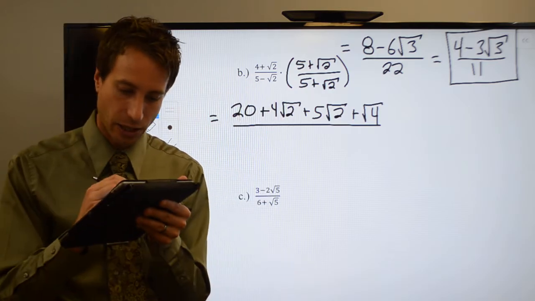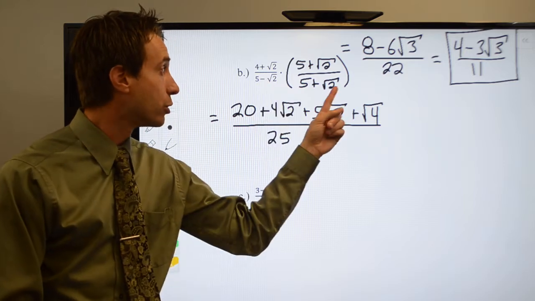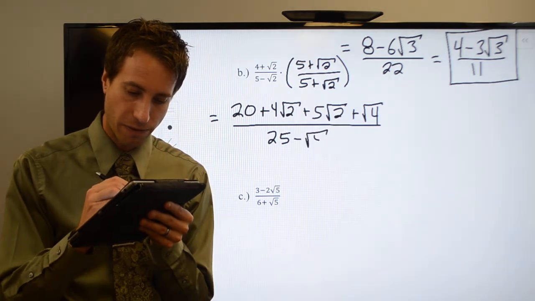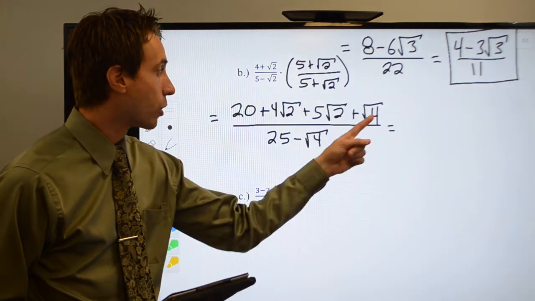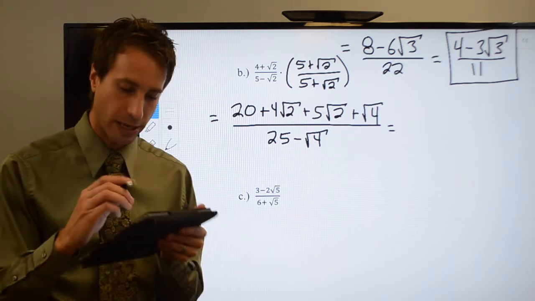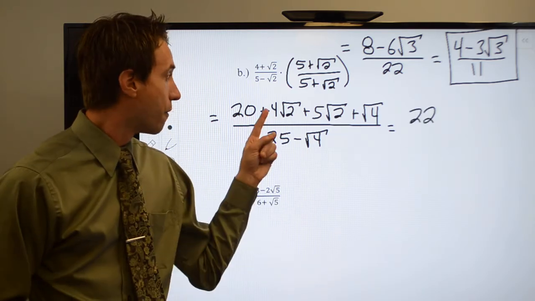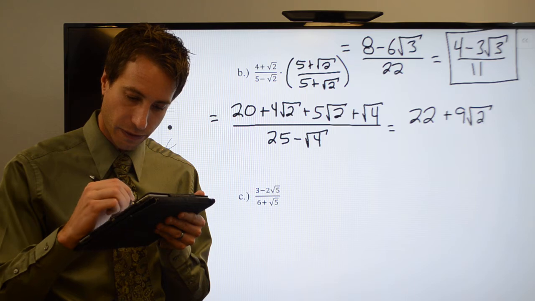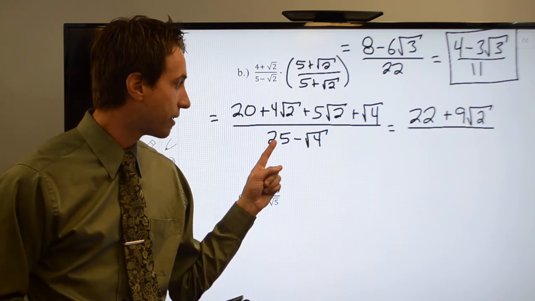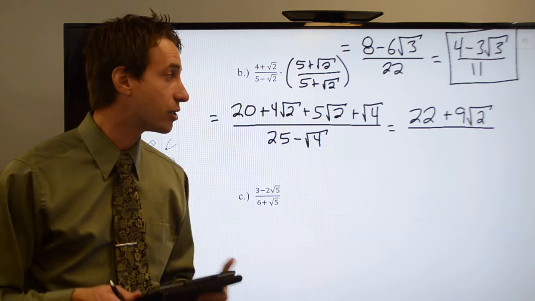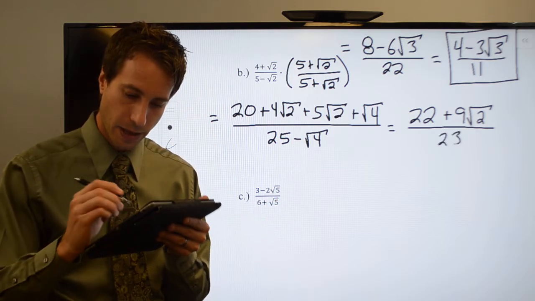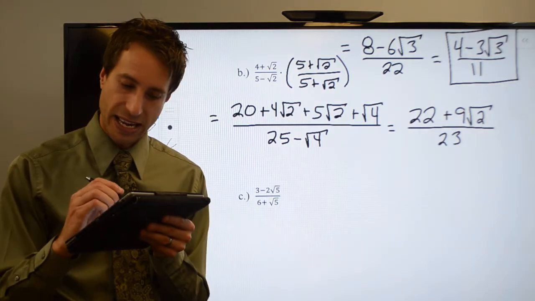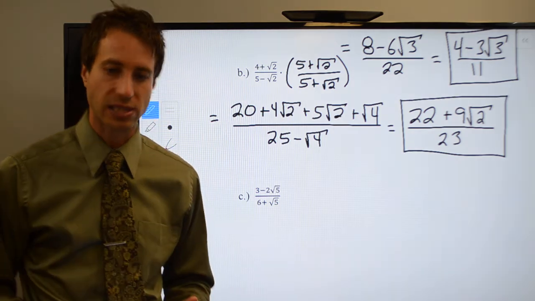5 times 5, that's going to be a 25. Square root of 2, square root of 2, it's going to be negative, and you're going to wind up with the square root of 4. So minus square root of 4. Here we go. Square root of 4 is a 2. 20 plus 2 would be a 22. 4 and 5 is going to be a 9, so that would be plus 9 square roots of 2 all over 25 minus 2 would be a 23. And then check it. 22, 9, and 23. Do they have anything in common? They don't. So that's going to be your simplified form.